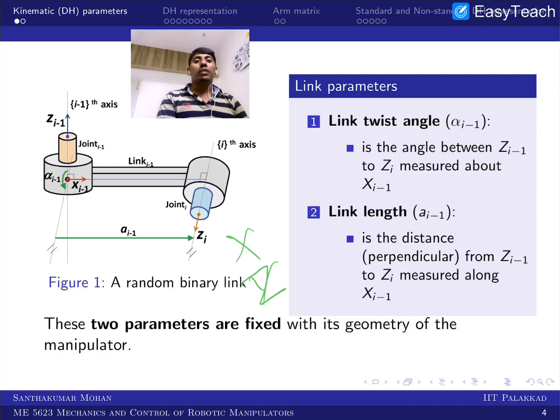So in that sense you can see that the relative information about joints, that would be link parameter, and the relative information about two links, that is what we call joint parameters. So let's start with the link parameter.